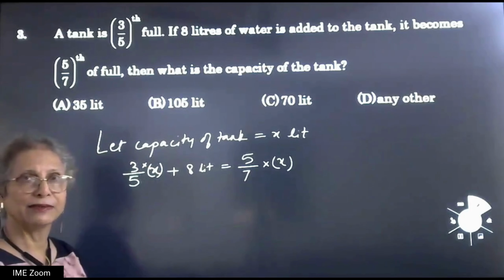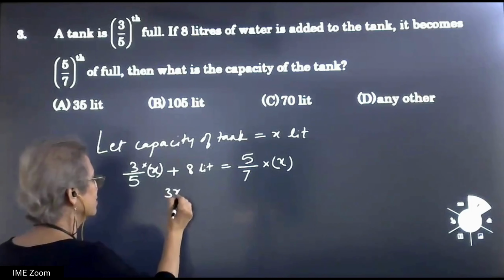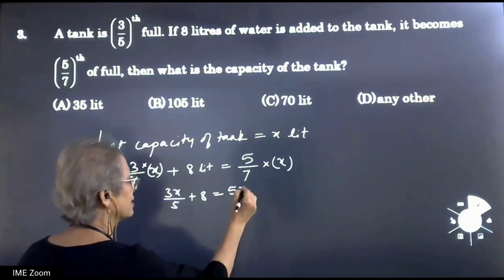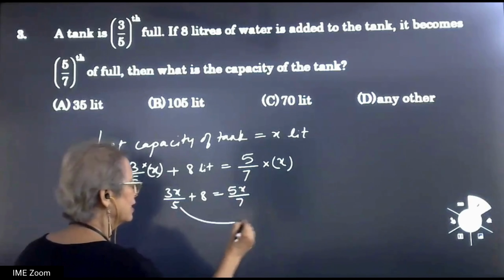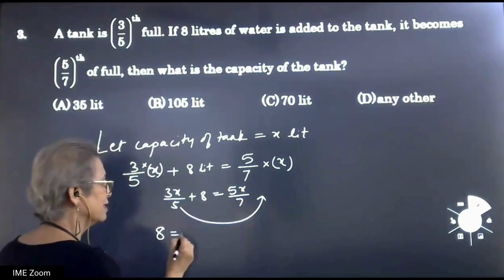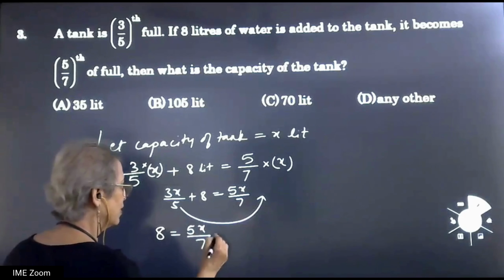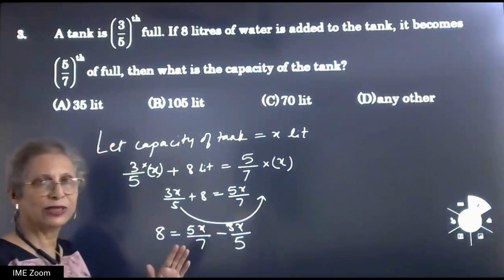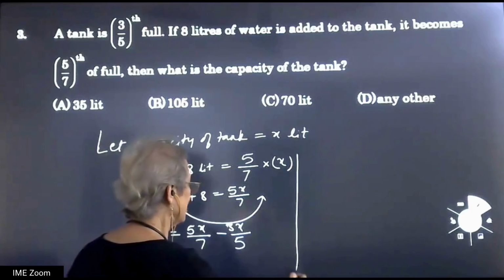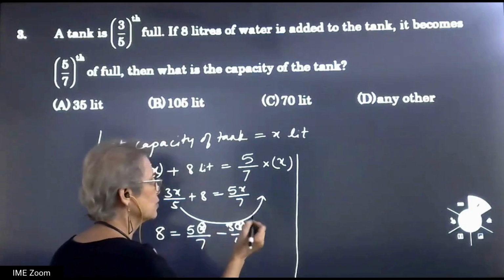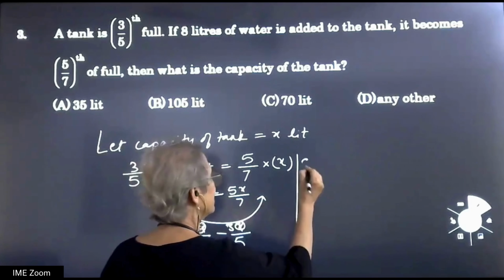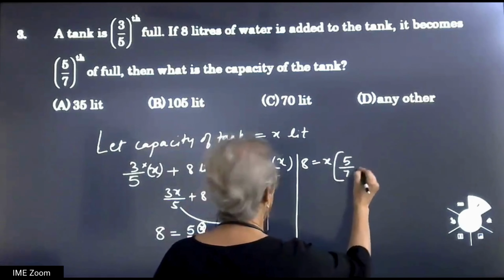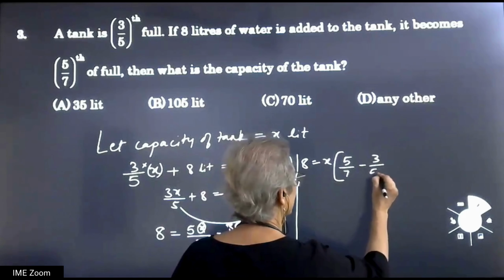Okay, now it has become an equation. 3x upon 5 plus 8 is equal to 5x upon 7. Take this on the other side, keep 8 here as it is. So 5x upon 7 minus 3x upon 5. Now this is just a question of fractions. This x is common in both. So I will keep 8 is equal to x, and in the bracket I will write 5 upon 7 minus 3 upon 5.